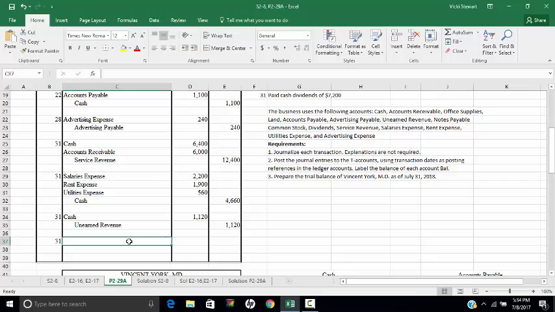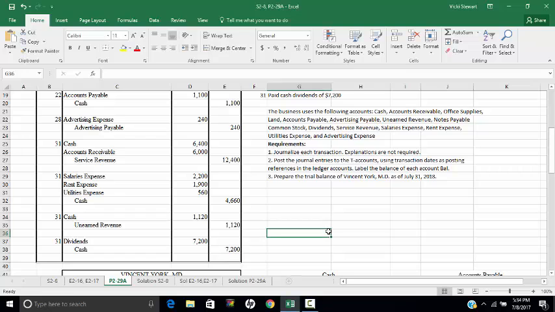The last entry says we paid cash dividends of $7,200, so we're going to debit dividends for $7,200, and we're going to credit cash for $7,200. And that's all of the entries for July.